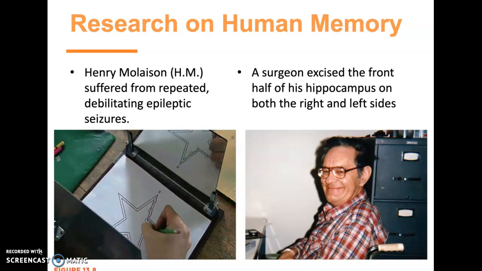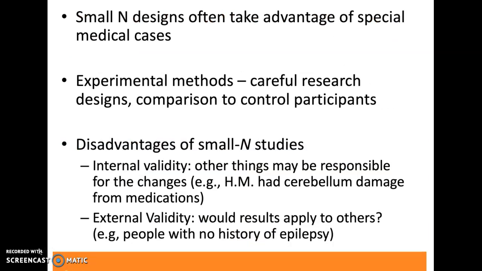And if we were in class, I would ask you at this point to tell me about some of the case studies that you've heard about before, because there are some very fascinating things that we have learned through case studies. Just as the quasi-experiments can take advantage of natural events in our world, small n studies often take advantage of special medical cases, so rare things that are happening that allow us to get a glimpse into something that maybe we don't have a lot of knowledge about already.